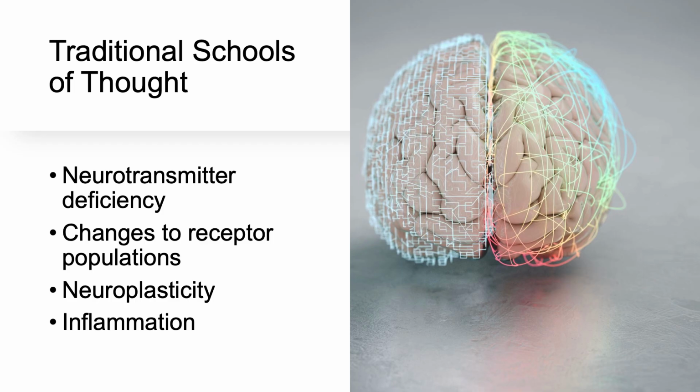Just real briefly, traditional schools of thought. We mentioned already, everybody's heard serotonin, that's kind of the buzzword around depression, and there's some truth to that. But we thought for a long time it was neurotransmitter deficiency, and then they said, oh no, it's changes to receptor populations of those neurotransmitters in the brain, and we give antidepressants, SSRIs, whatever it might be, to bombard that with more neurotransmitters and make things better. But what they're really learning is that neuroplasticity is really the answer for helping with these aspects.